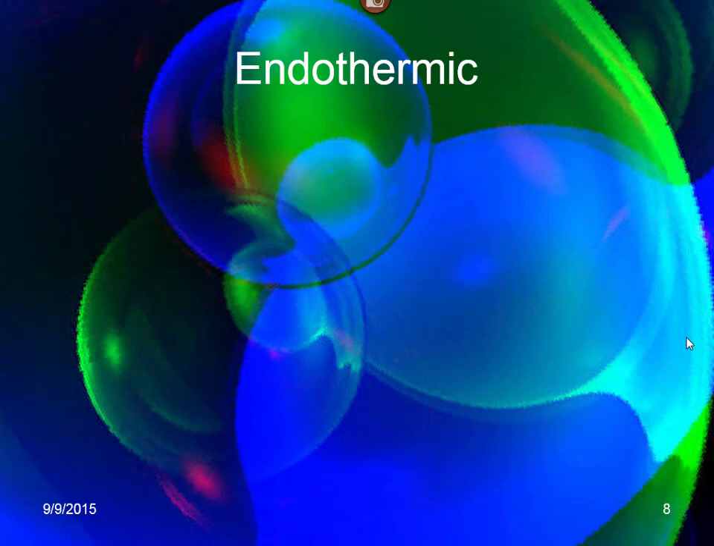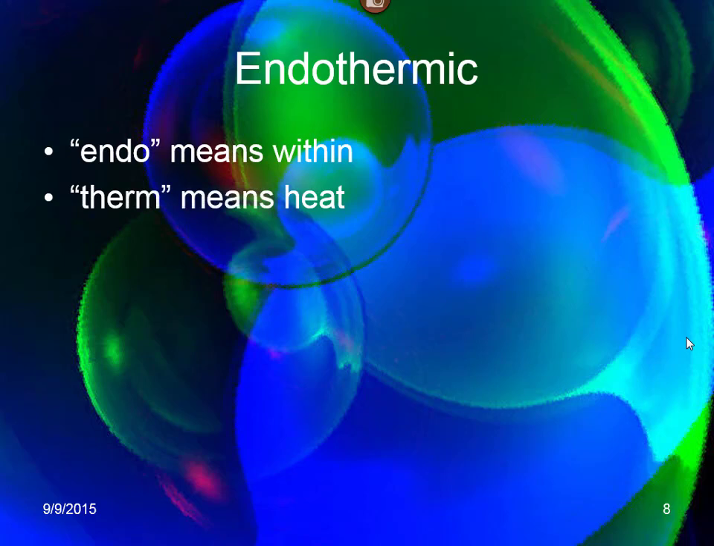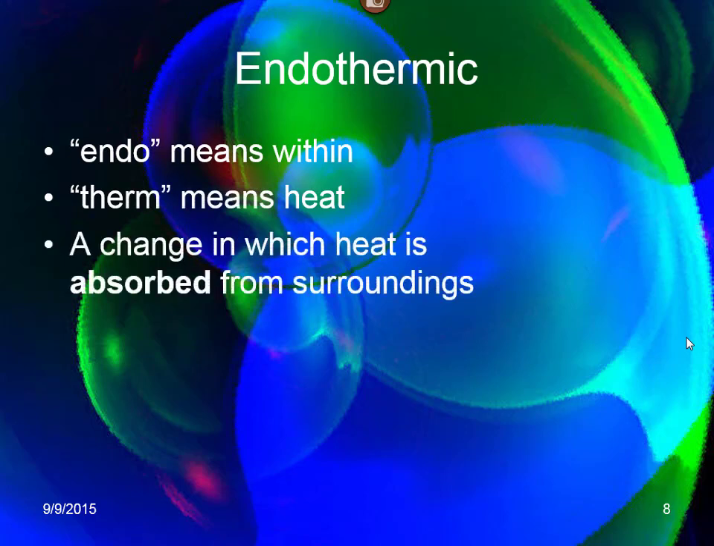Endothermic, you could probably guess, is going to be just the opposite. Because endo doesn't sound like an exit, it sounds like an entrance. Endothermic, like an entrance, those are the changes that describe heat going in to the system. Endo means within. Thermic, of course, still refers to heat. So an endothermic change is one in which heat is absorbed from the surroundings. In other words, heat is flowing in to the system.